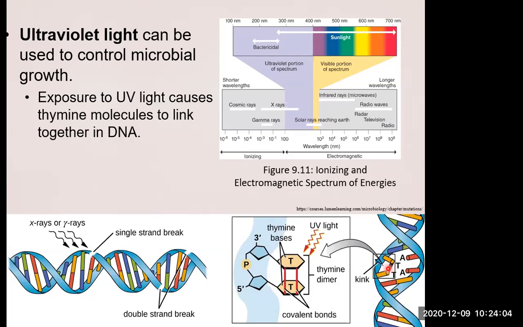And that's going to be a problem for making a protein. Your polymerase is going to come in, and it's not going to be able to proceed past this dimer. Same thing with DNA replication. You mess with the DNA, you're going to mess with the entire cell. So this is what UV light can do. It can cause a thymine dimer.